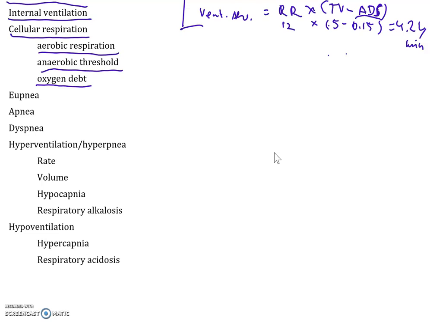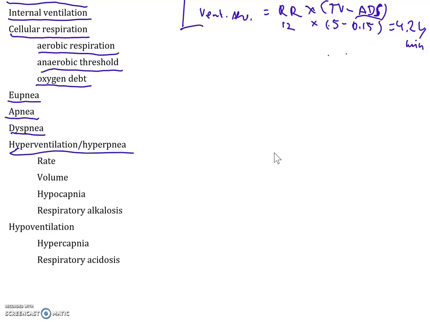Now, eupnea is the term that we use for normal breathing. Apnea is used for the absence of breathing. You may have heard of somebody having sleep apnea. That means they stop breathing, at least for some time, while they're sleeping. Dyspnea is kind of a generic term for abnormal breathing. And then here we have a couple more terms.